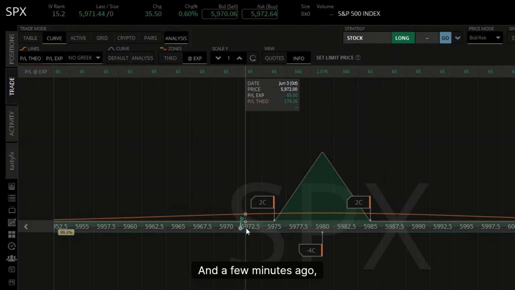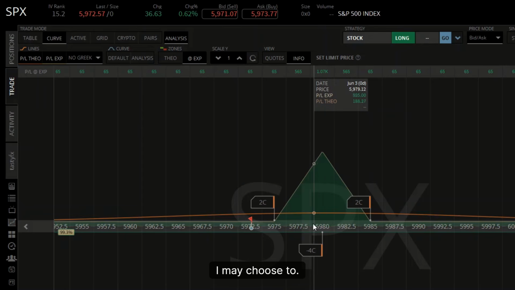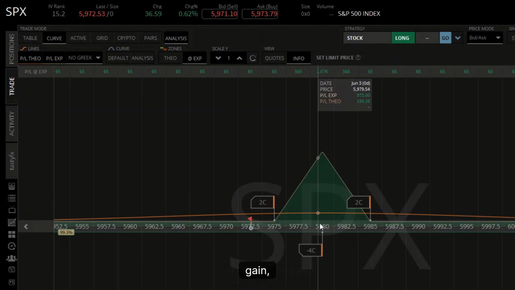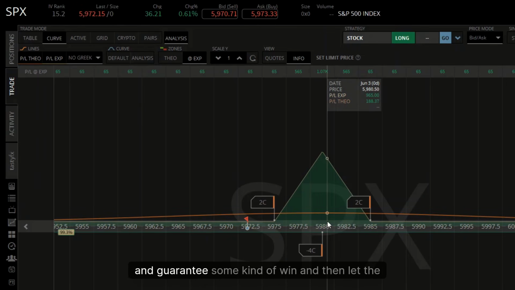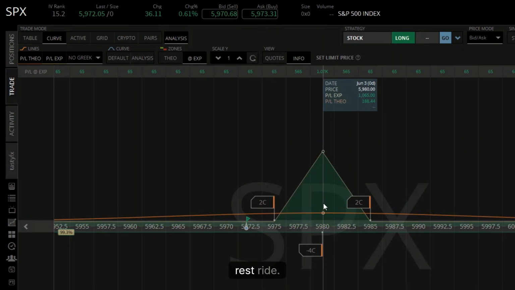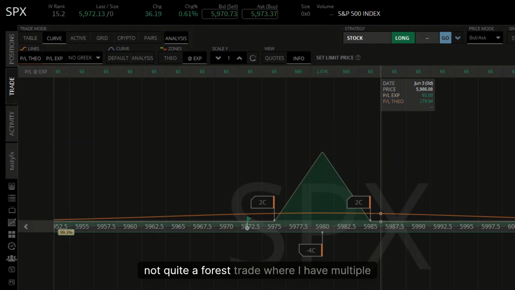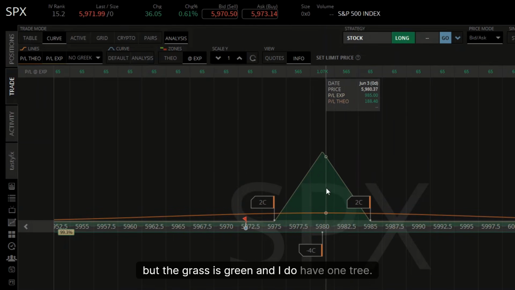A few minutes ago, this was actually trading inside the tent. So the plan right now is to just let it go. We'll see where the close is. If I'm in there and I can get a pretty decent gain, I might take it, or maybe close half of it for a gain and guarantee some kind of win and then let the rest ride. But right now I'm in a risk-free trade, not quite a forest trade where I have multiple trees, but the grass is green and I do have one tree, and we'll see how it goes.